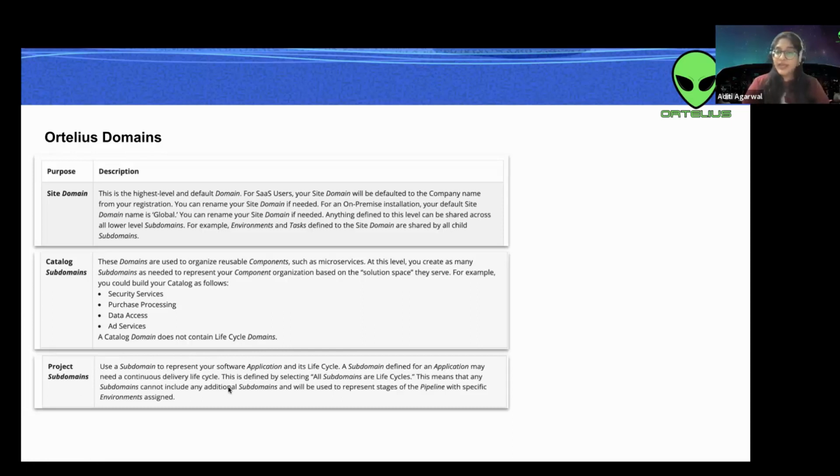Project subdomains. Next we have a subdomain called project subdomains. What is a project subdomain? This is a subdomain to represent your software application and its lifecycle. Initially we talked about catalog subdomain and site domain, which can together be taken as the problem space part. Like in the case of problem space, we had domain and subdomains. From the picture of Ortelius, we can convey that site domain resembles the whole domain. Catalog subdomains further divide that domain into subdomains. And then project domains are responsible for creating our software application and its life cycle.